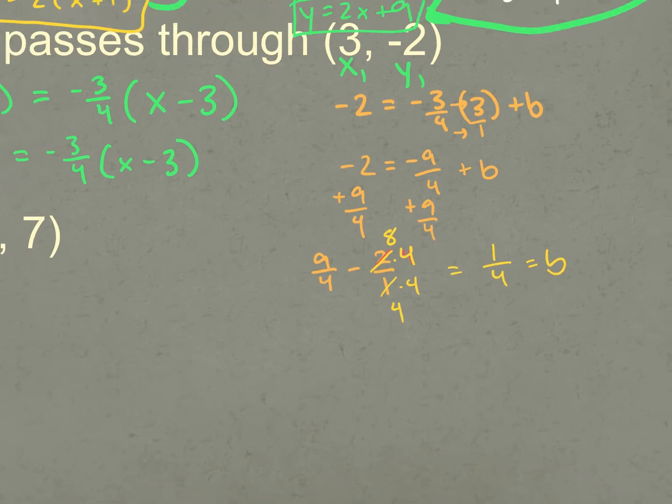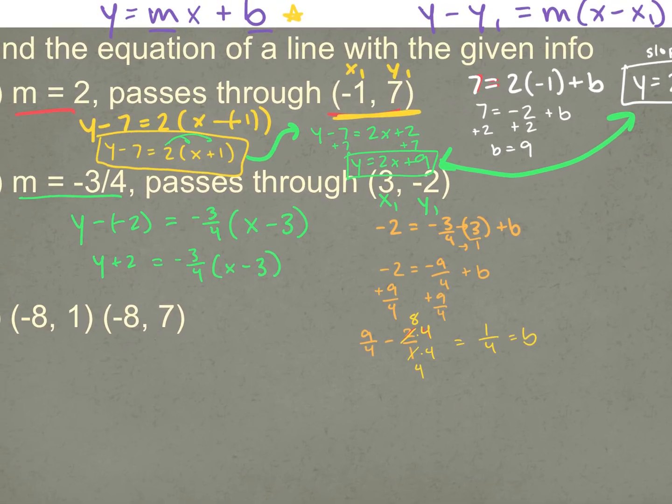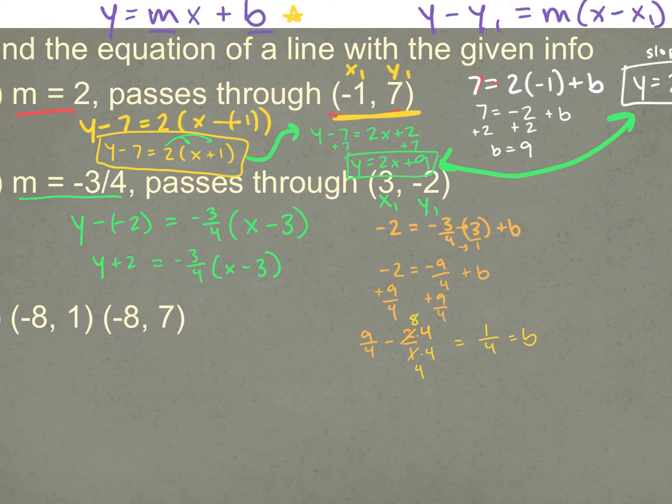Now that I found b, I can plug that back into my slope-intercept form. So I have y is equal to our slope, which is negative 3 over 4, x plus b, which is 1 over 4.